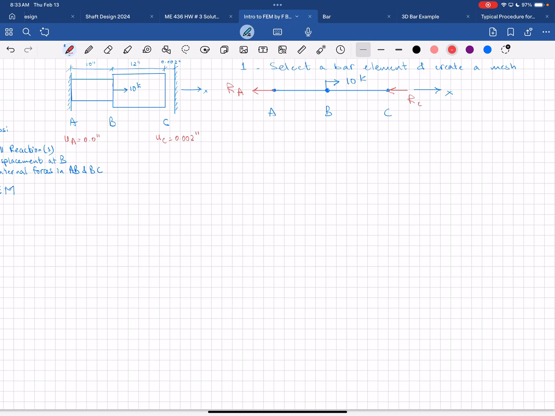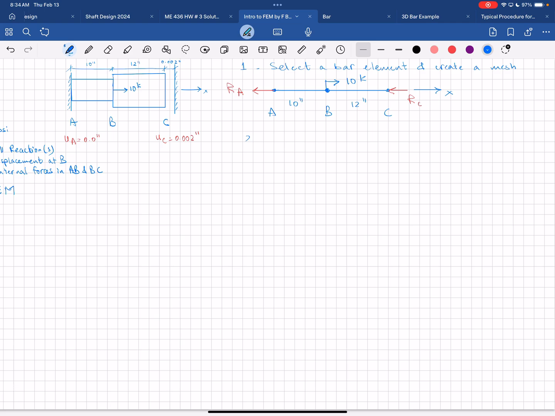The length of AB is 10 inches, and the length of BC is 12 inches. So this is here my mesh showing the loads, and we already have described the constraints UA and UC as we have the two walls. So UA is equal to 0 and UC is 0.002 inches. Next, I'm going to write the element stiffness matrices.